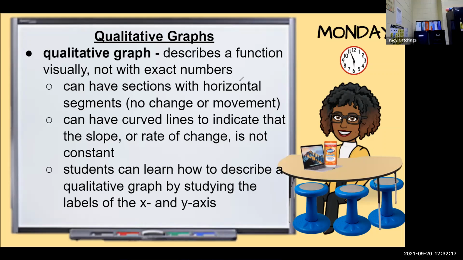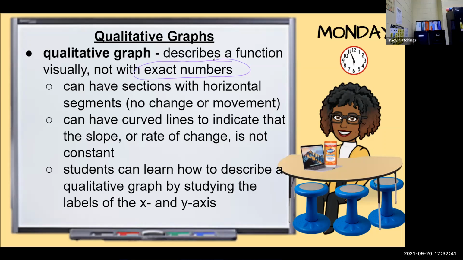All right, so those of us that are still getting it this week, we are moving to qualitative graphs. We will find that this is one of the easiest things we will do in 8th grade. A qualitative graph describes a function visually, but not with exact words, meaning these graphs won't have numbers on them. Don't you put any numbers on it. We just have to use what they give us to make sense of it.